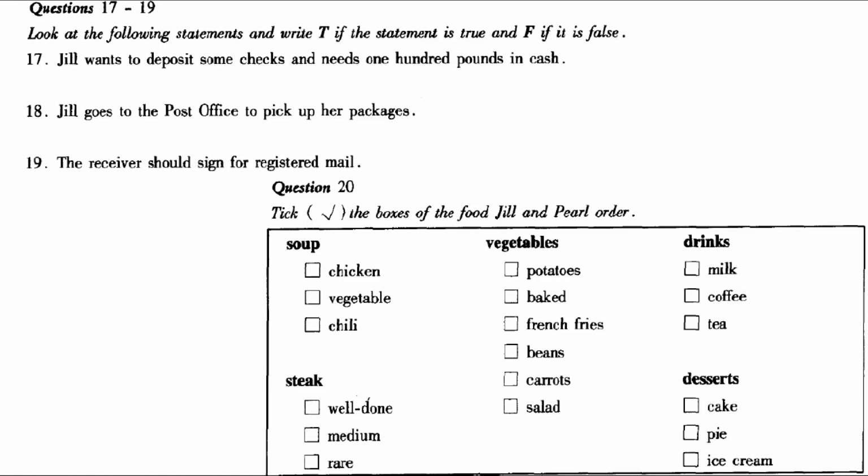Yes, well done. OK. What kind of potatoes? Baked or French fries? Baked, please. 2 baked potatoes. How about an order of vegetables with that? Carrots, beans, or salad? 2 salads, please. Anything to drink? What do you want, Pearl? Milk, coffee, or tea? I prefer tea. How about you? Coffee for me, please. OK, 1 coffee and 1 tea. Do you want some dessert? How about ice creams, Pearl? That's my favourite. All right, 2 ice creams. Anything else? No, that's all.